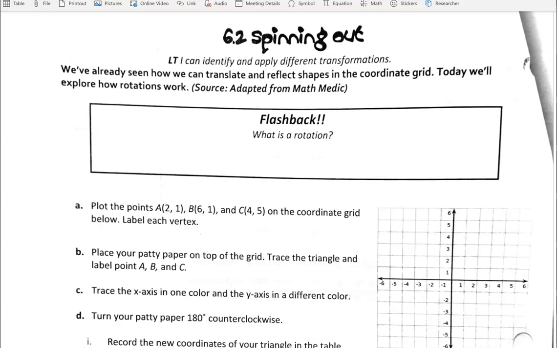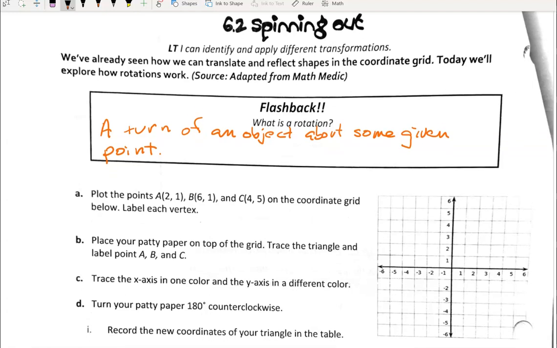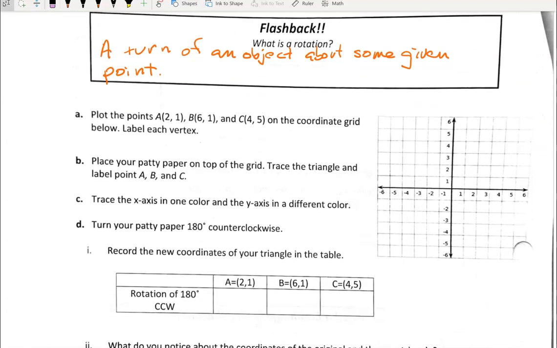So a little flashback here. What's a rotation? A turn of an object about some given point. Okay, so for us usually it's going to be the origin. It can be other points, but we're mostly going to be concerned with rotations around the origin.